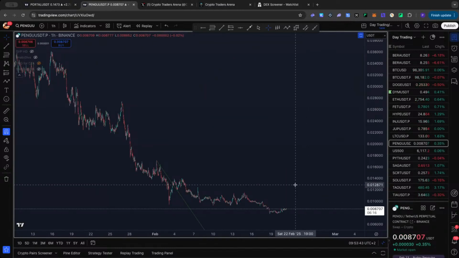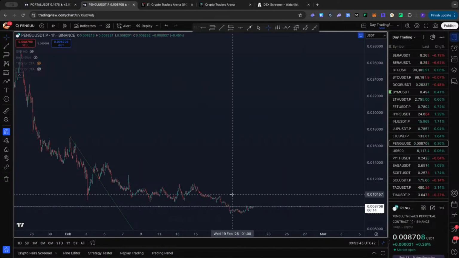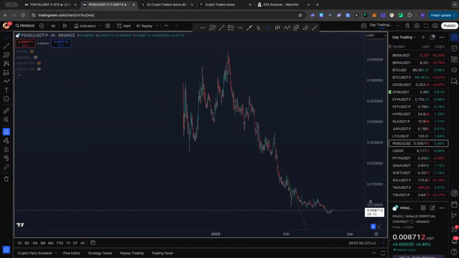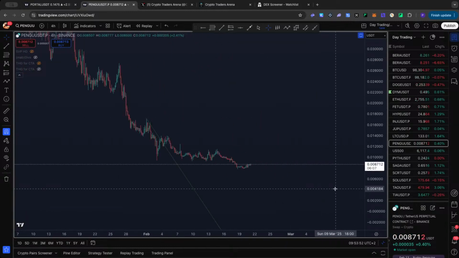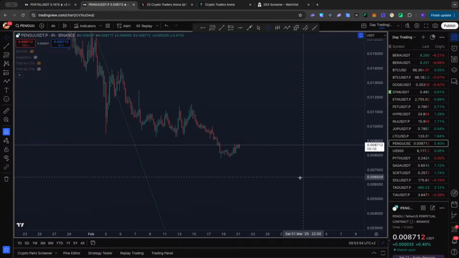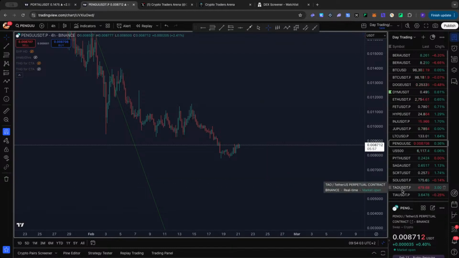Pengu, well, even Pengu is trying to put a bottom here. Let's put a 4-hour chart. Let's see, we have something on Pengu. He's trying at least. He's trying. Could do better, that's for sure, but we get the idea. Meme coins are losing some steam here. That's for sure. That's not a bad thing.